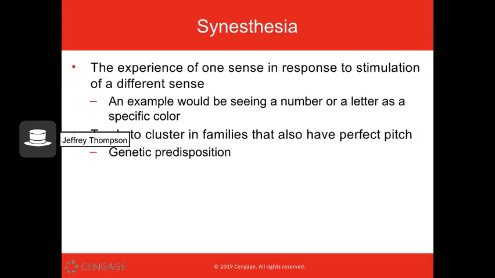Last but not least, let's talk about synesthesia. Synesthesia is the experience of one sense in response to stimulation of a different sense. So some people see numbers or letters as a specific color. This tends to cluster in families that also have perfect pitch. So there seems to be a genetic predisposition for this mixing of senses.